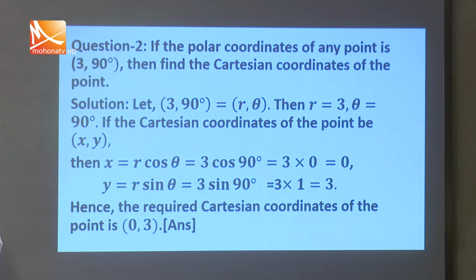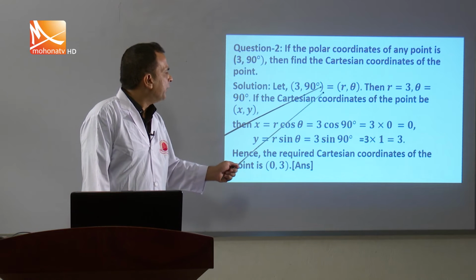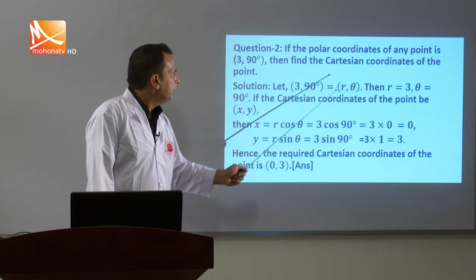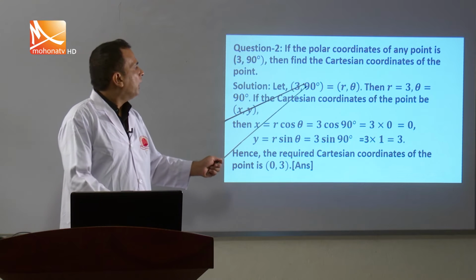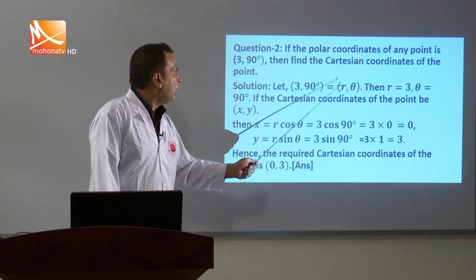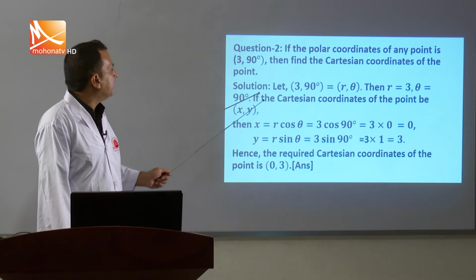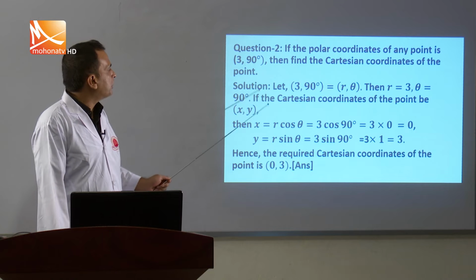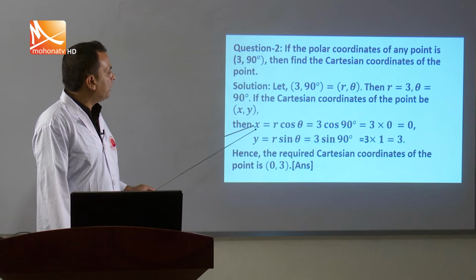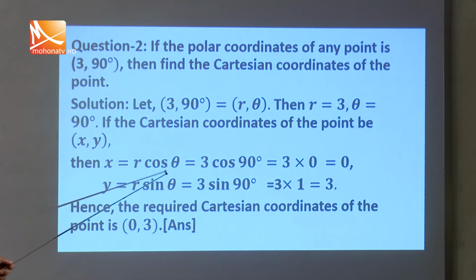If the polar coordinates of any point are 3, 90 degrees, then find the Cartesian coordinates of the point. Let 3, 90 degrees be the polar coordinates. That's why we have written let 3, 90 degrees equal r, theta. Since these two ordered pairs are equal, r equals 3 and theta equals 90 degrees. If the Cartesian coordinates of the point are x, y, then x is equal to r cos theta and y is equal to r sin theta.